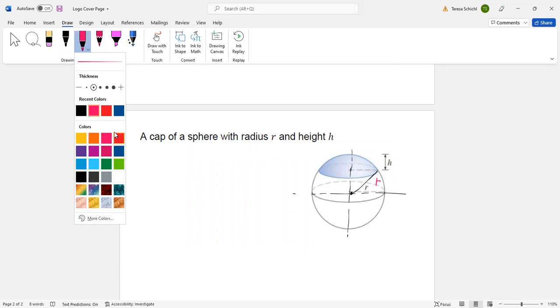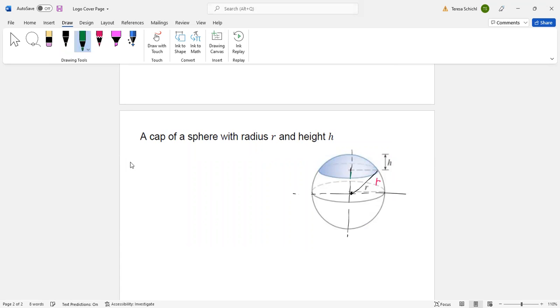Let me color in a different one. So this is the height, right? What is the height here? The distance here is r minus h. So this cap, if you take a look, let me put in the two-dimensional view for you. This is the circle, and the cap is part of this circle.